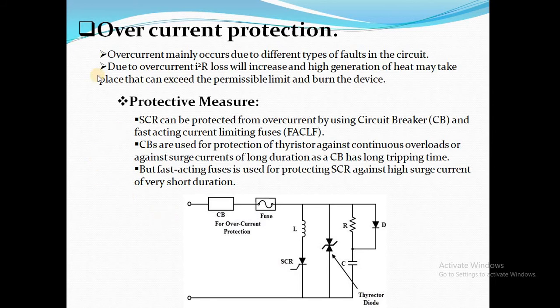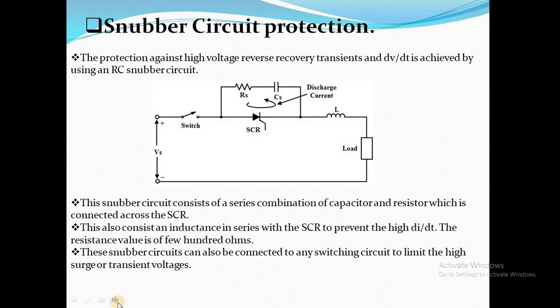Circuit breakers and fuses have different current ratings, and the fuse current rating is more sensitive than the circuit breaker's. So by using these two protective measures, we can protect the SCR from overcurrent conditions. Next, third is snubber circuit protection. Normally snubber circuit protections are used in high voltage or overvoltage conditions here.